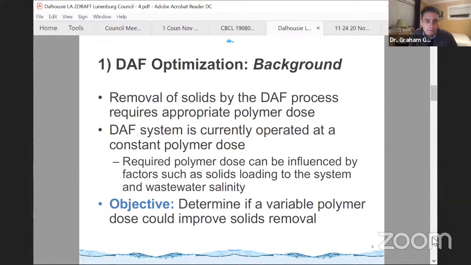Just really quickly about our DAF optimization approach. Dissolved air flotation as a technology requires not only the addition of air to float particles, but also the addition of chemicals such as polymers to basically make the particles sticky so that they can agglomerate and float and be removed. The DAF system we are currently using is operating at a constant dose. And so we want to see whether there are other optimal dosages that could be applied to improve solids removal at the plant. Next slide, please.